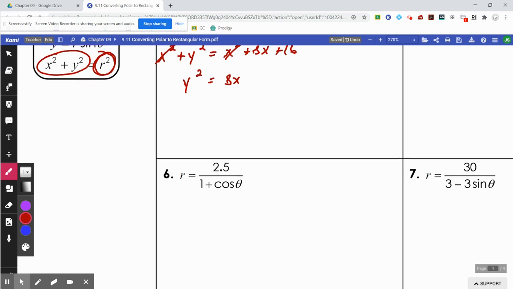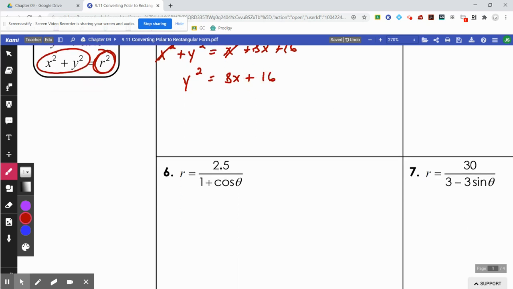Let me try that again. 8x plus 16. And let's go ahead and get that in our standard form for a parabola. I'm going to go ahead and isolate my x. I'm going to move the 16 over first. So I have now y squared minus 16 is equal to 8x.